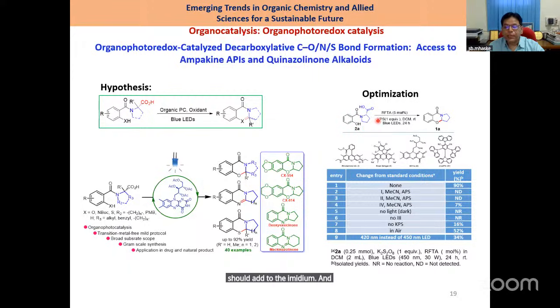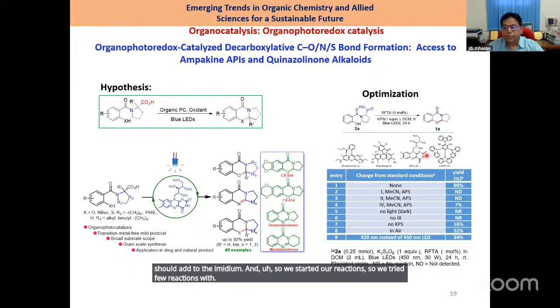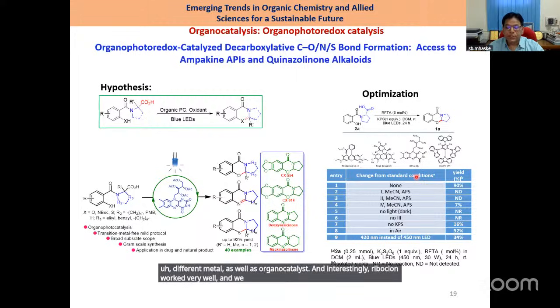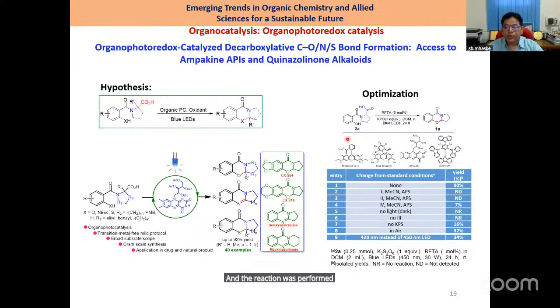And so we started our reactions. We tried a few reactions with different metal as well as organocatalysts. Interestingly, riboflavin worked very well, and we obtained 90% yield of this product when the reaction was performed on 2A to obtain the cyclized product 1A. So that means our hypothesis worked well.